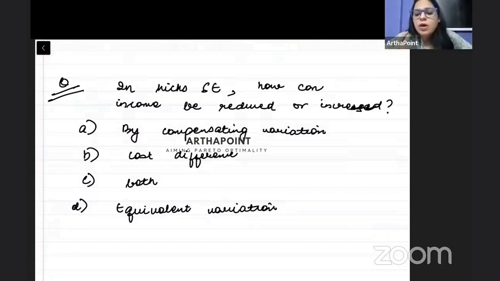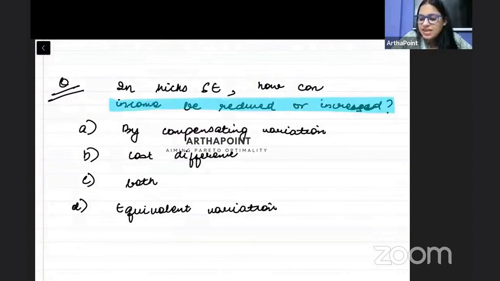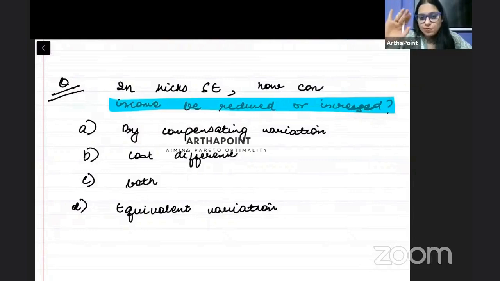Whenever we talk about Hicks substitution effect, in that case, how do you think that income can be reduced or increased? Whenever we take or give money, what is that effect called? Is it called compensating variation? It can be done through the cost difference. It can be done through both, or it can be done through equivalent variation.